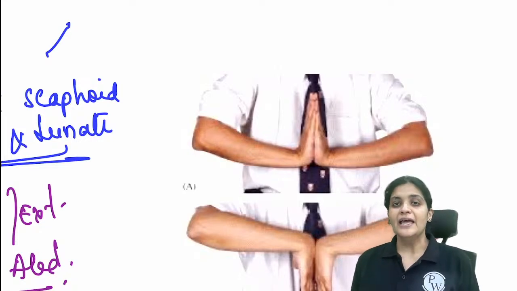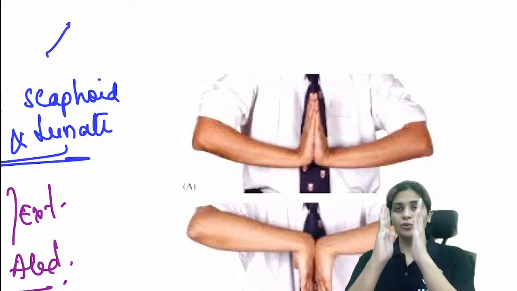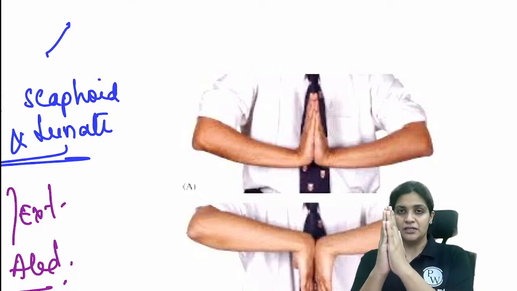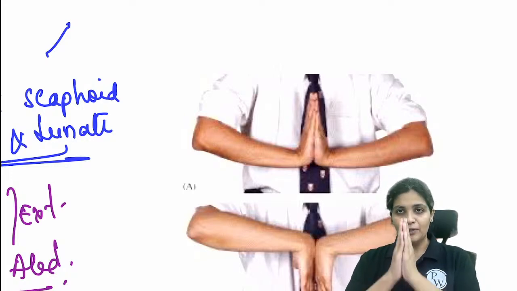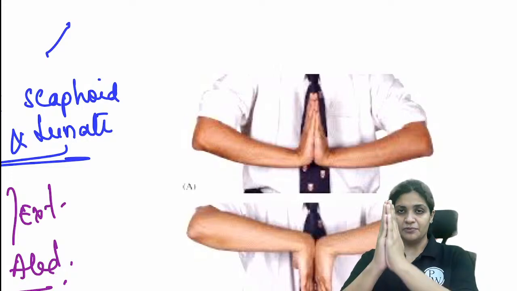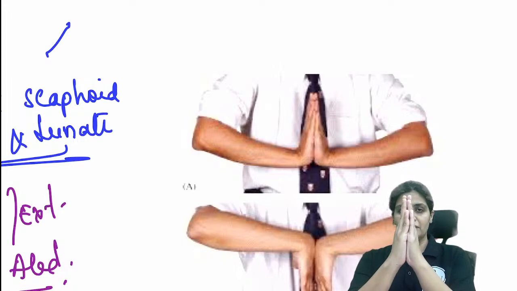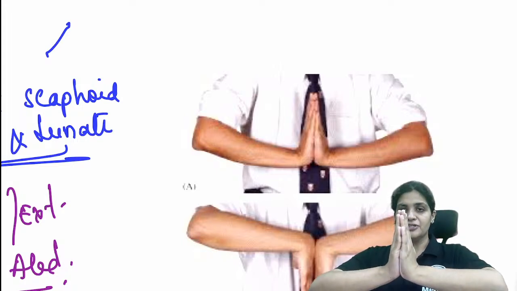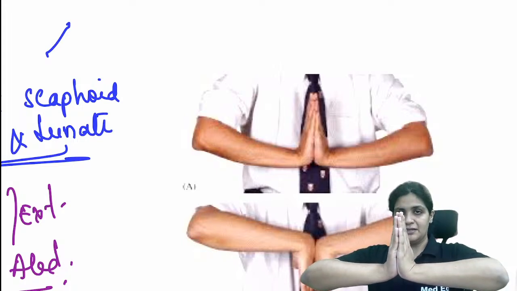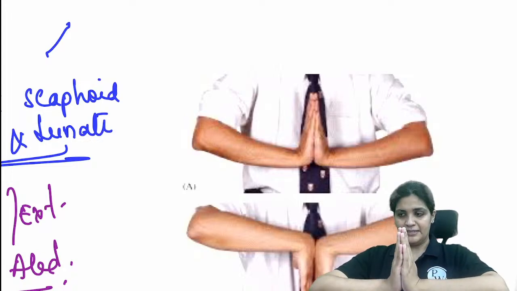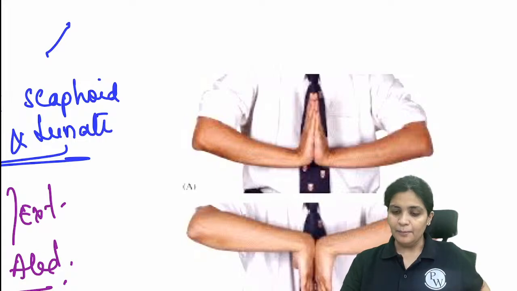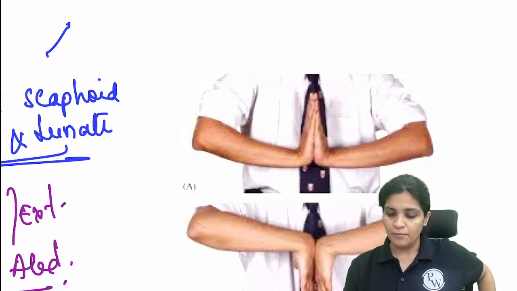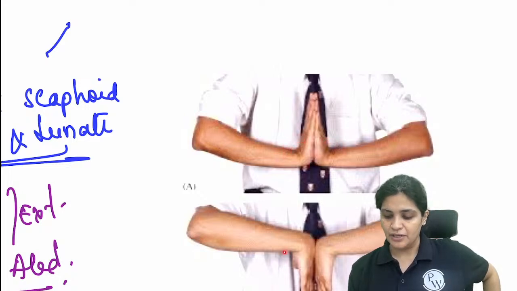So how do you do that? First you will ask the patient to put both hands together like this, the Indian salutation method, namaste. This is the position where you check the wrist joint. Now you slowly ask the patient to raise the elbows up, and once the elbows have come up, what you see is the angle formed between the hand and the forearm.